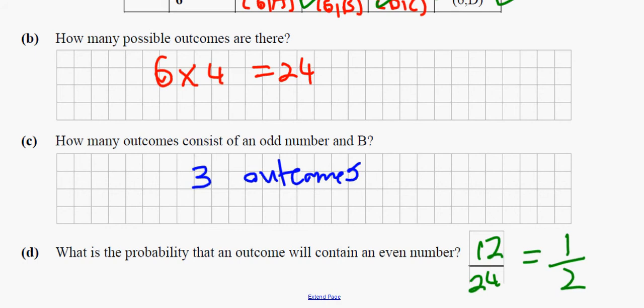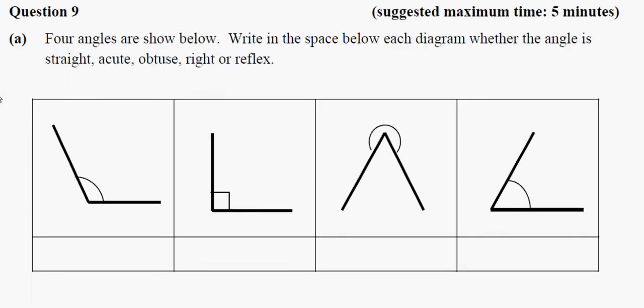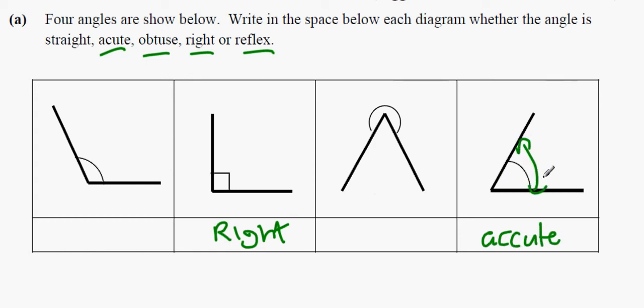Okay, next one. The 4 angles are shown below. Write in the space which angle is straight, so acute, obtuse, right, or reflex. This is a right angle. This one here is an acute angle. Acute angle means it's less than 90 degrees. It's a sharp angle. Obtuse means it's more than 90 degrees, but less than 180 degrees.